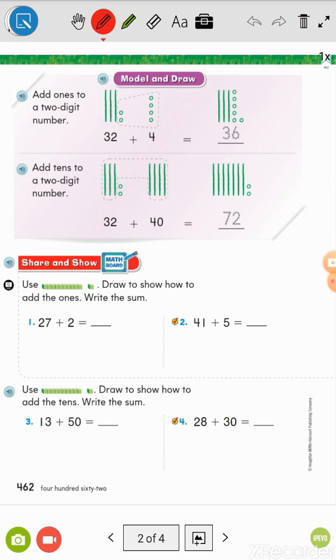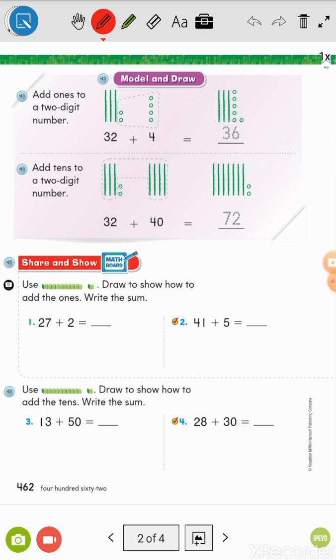Let's see here. Add ones to two-digit number. Here we have 32 plus 4. 32 is how many digit number? It is a two-digit number. Here I have 3 and 2, it's a two-digit number. Plus 4, 4 is a one-digit number. So here we are going to learn how to add a one-digit number to a two-digit number.